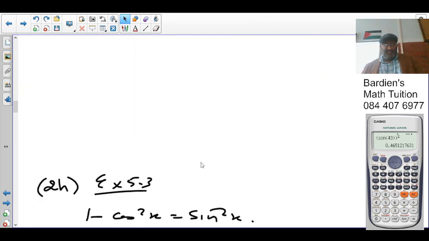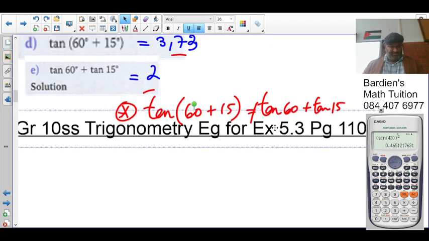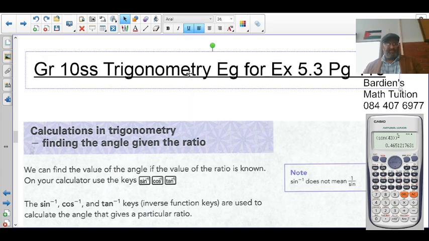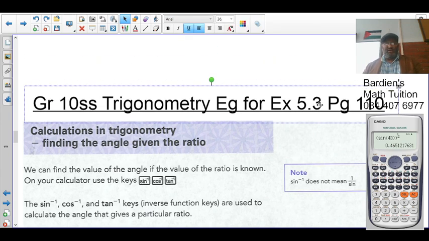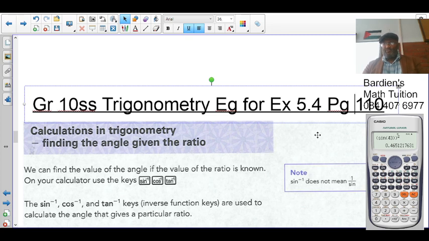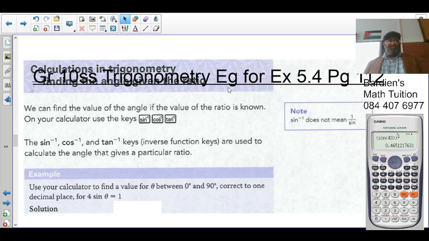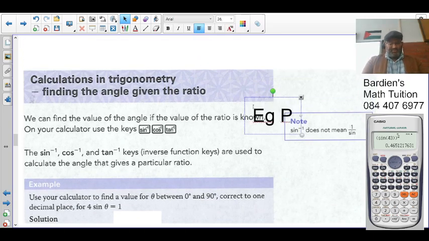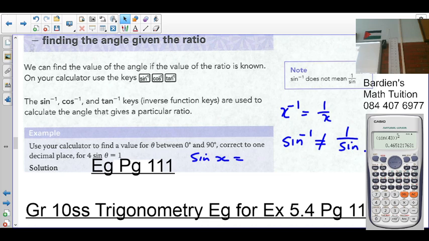Okay, so let me just take this down here. So now we're looking at the examples for exercise 5.4, and 5.4 is on page 112. However, these examples are on page 111.